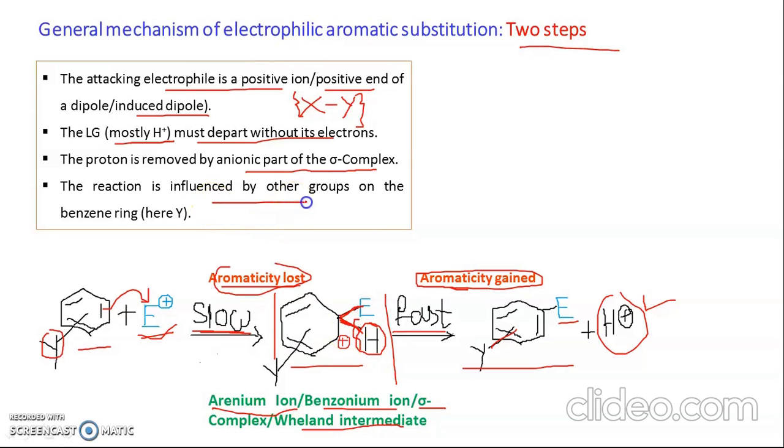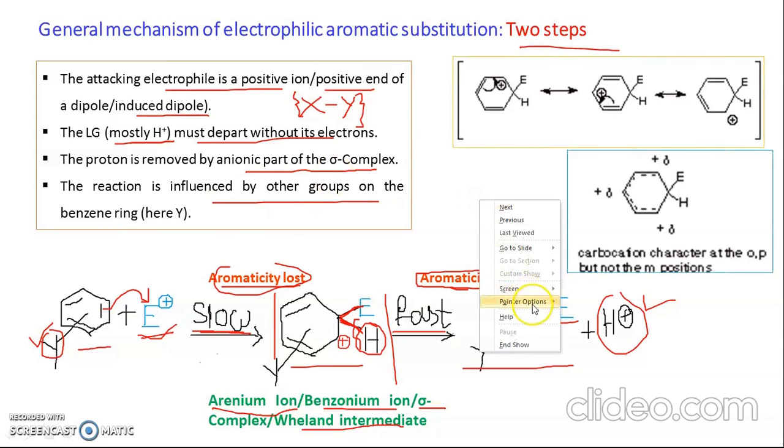The reaction is influenced by other groups that are present on the benzene ring. So here you can see in the benzene ring there is the presence of the group Y. Okay, so depending on the nature of Y, the reaction rate may be influenced, and also the position of E. That is, the orientation of E will also be determined.